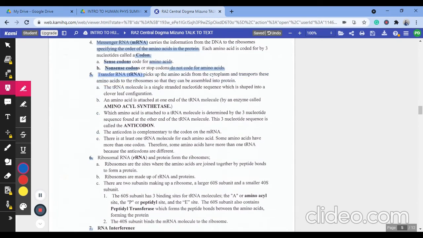Transfer RNA, or tRNA, picks up the amino acids from the cytoplasm and transports them to the ribosomes, so they can be assembled into protein. The tRNA molecule is a single-stranded nucleotide sequence which is shaped into a clover leaf configuration. An amino acid is attached at one end of the tRNA molecule by an enzyme called the aminoacyl synthetase.